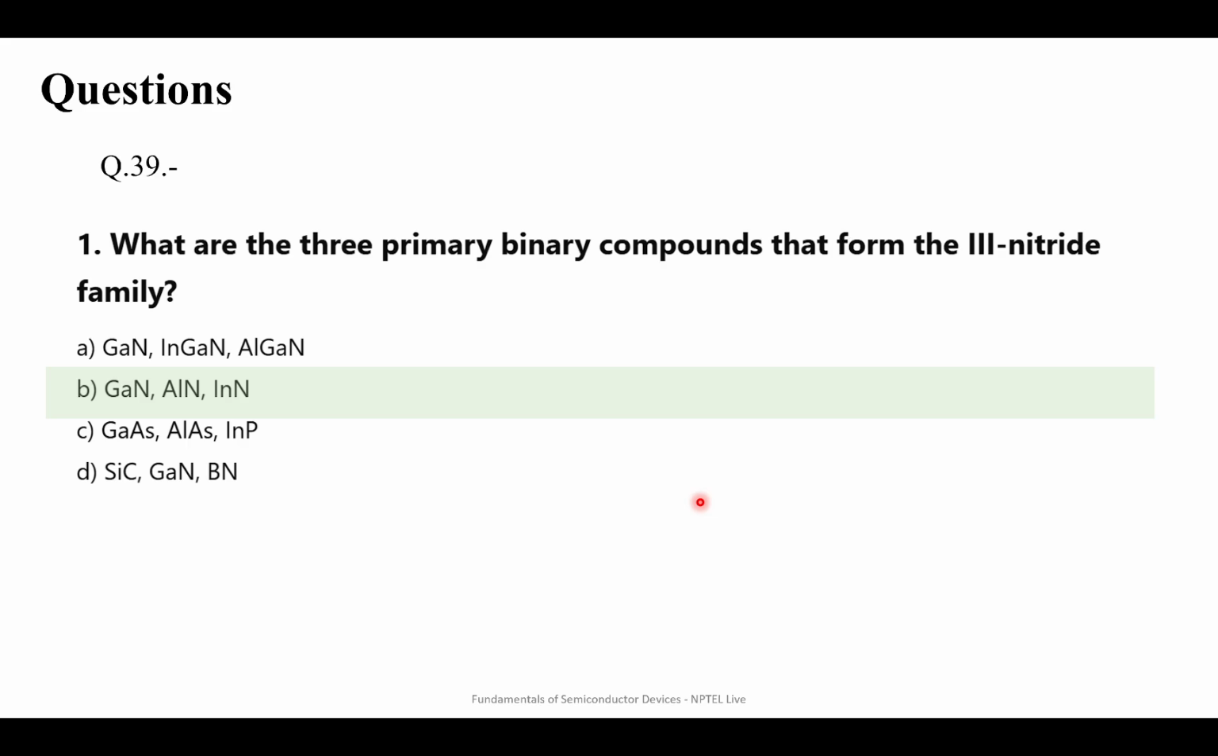Yes, the answer would be gallium nitride, aluminum nitride, indium nitride. So InGaN and AlGaN, they are ternary compounds, they are not binary. Arsenide and phosphide, they are not nitrides. SiC is neither III-V nor nitride. And boron nitride is a III-nitride, but boron nitride is not a semiconductor, it is a dielectric.